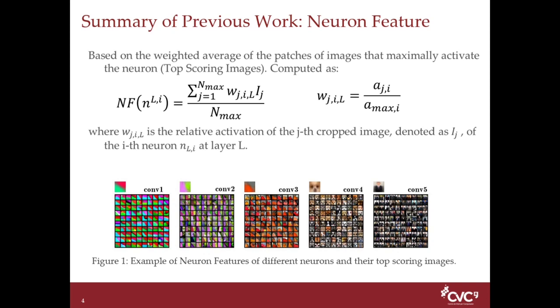The neuron feature is the weighted average of the top scoring images of the neuron. As can be seen here, these are the top scoring images, which are the parts of the image that maximally trigger that neuron, and here we can see the combination of those top scoring images, which is what we call the neuron feature. We decided to use the neuron feature because it gives a more or less realistic image of what is triggering the neuron, and we can use the information of the top scoring images to calculate further indexes.